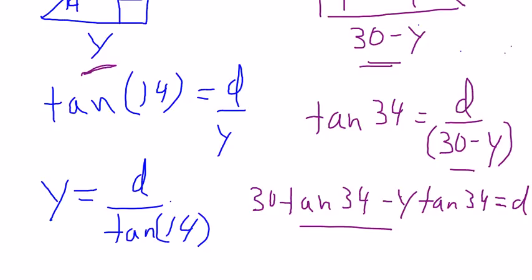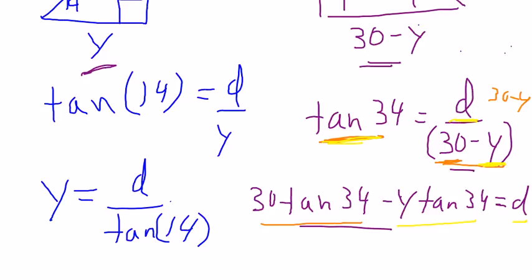Okay, now that you've paused the video, what we're doing is we're multiplying both sides by 30 minus y. So it's going to cancel out on the right side here. But on the left side, I have to take this times 30, and that's what I get right there. And then I have to take negative y times tangent of 34 also, and that's what I get right there. And then I'm just left with d on the other side.